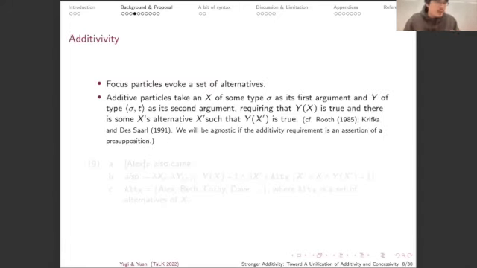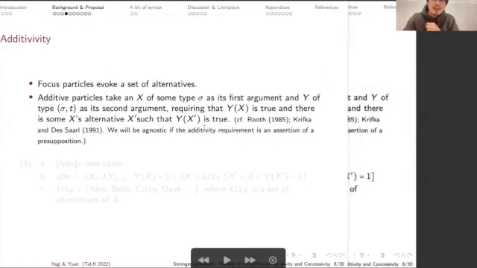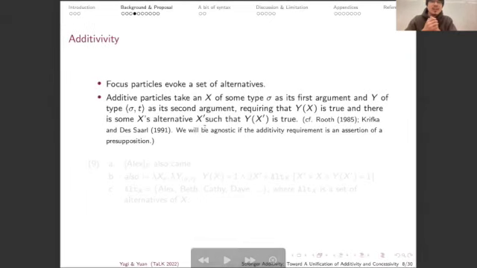So, toward formalization, we have to formalize additivity first. But I believe people are familiar with that. But what additivity does is something like this. Additive particle takes an x of some type sigma as its first argument, and y of type sigma t as its second argument, requiring that y of x is true. And there's some alternative x prime such that y of x prime is also true.